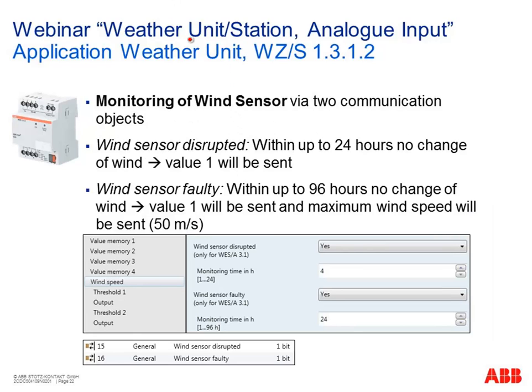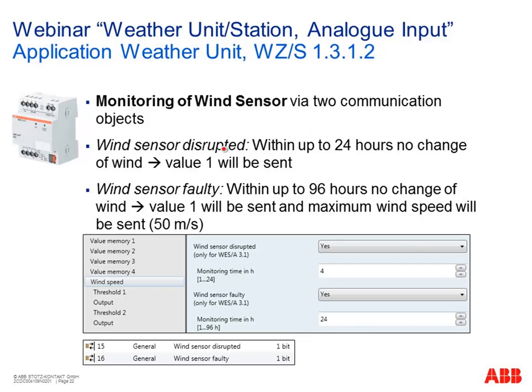Furthermore, we have the option to monitor the wind sensor, which can be a very important part of the total solution. If you have a blind system behind, which can be destroyed in case of strong wind, you have to or should monitor the wind sensor. And how is it possible? 2 options you have, or 2 communication objects. Wind sensor disrupted and wind sensor 40. What does it mean? We can adjust a monitoring time for each of these communication objects.